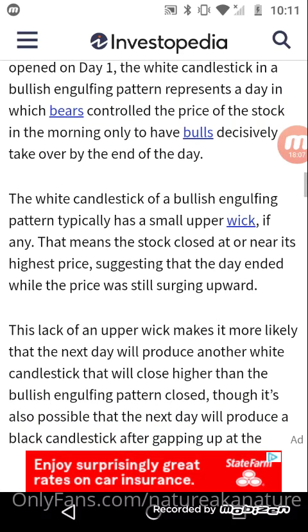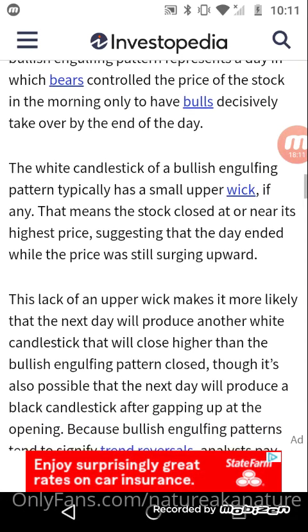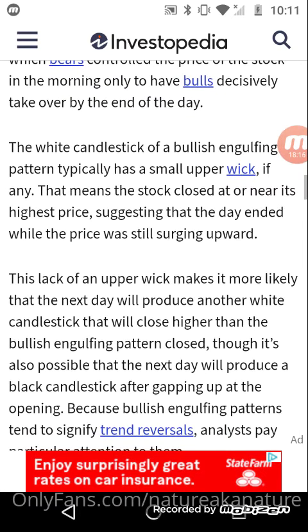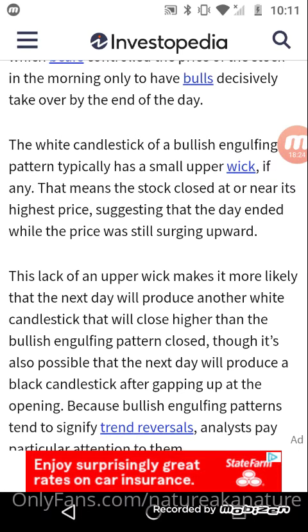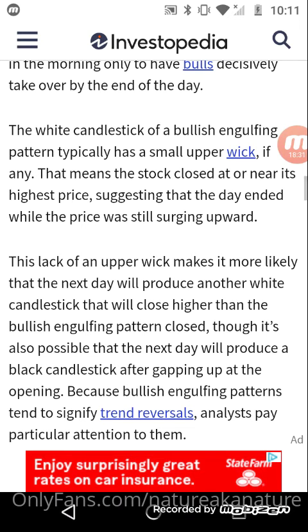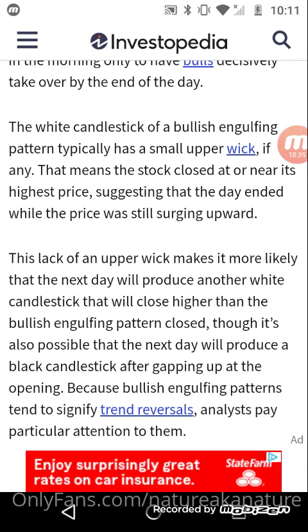That means the stock closes at or near its highest price, suggesting that the day ended while the price was still surging upwards. So price ended upwards and is most likely going to continue upwards the next day. A lot of this is really technical, but once you understand the patterns, you'll be able to really read price.